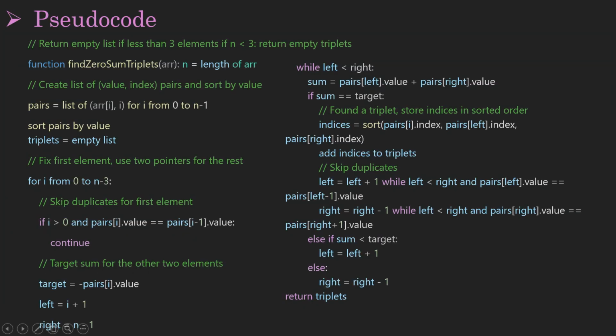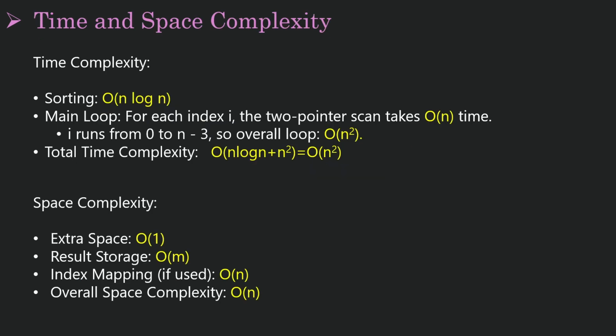Pseudocode. Return empty list if less than 3 elements, if n less than 3. Return empty triplets. Create list of value, index pairs, and sort by value. Fix first element. Use 2 pointers for the rest. Skip duplicates for first element. Target sum for the other 2 elements. Found a triplet. Store indices in sorted order. Add indices to triplets. Skip duplicates.